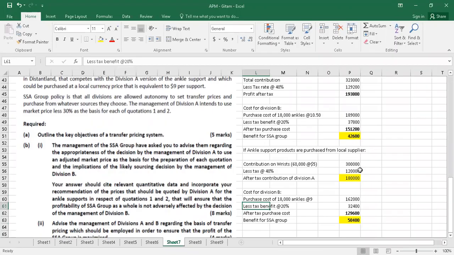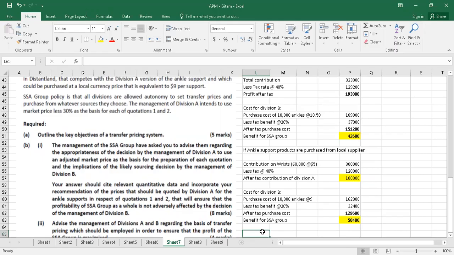So the benefit for SSA group if they buy it from outside supplier is 50,400. If they buy it from internal division A, the benefit is 42,600. So what should be the decision? Should they be buying from division B, division A, or should they be buying it from outside supplier? Obviously, this is higher.